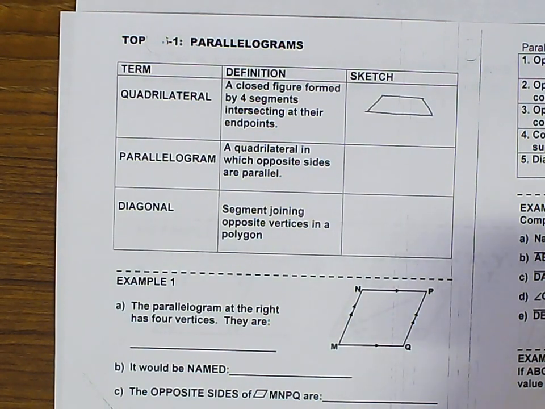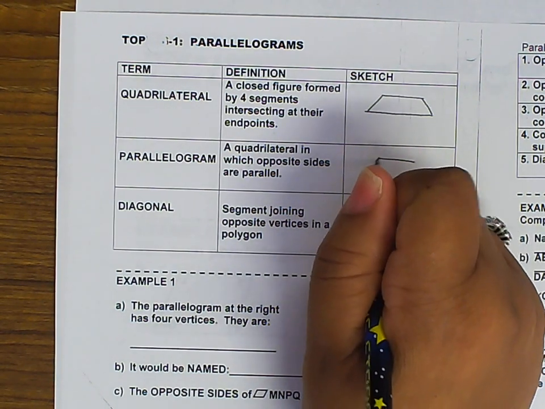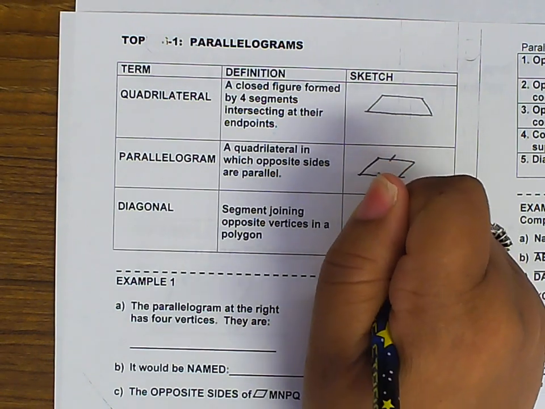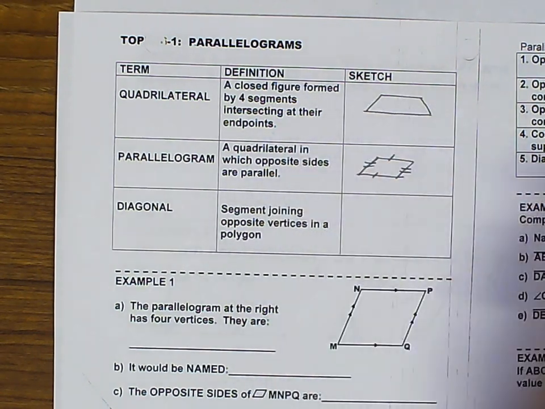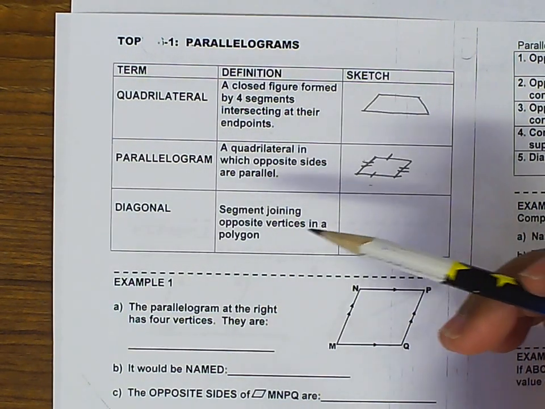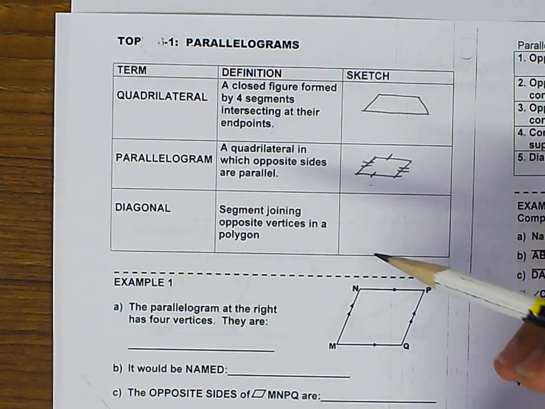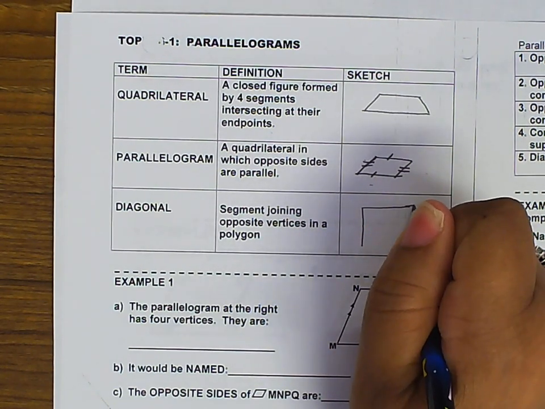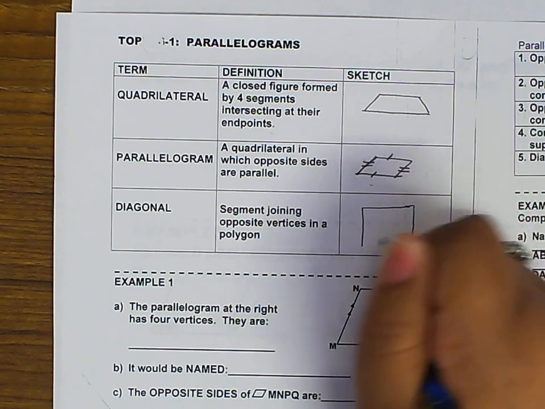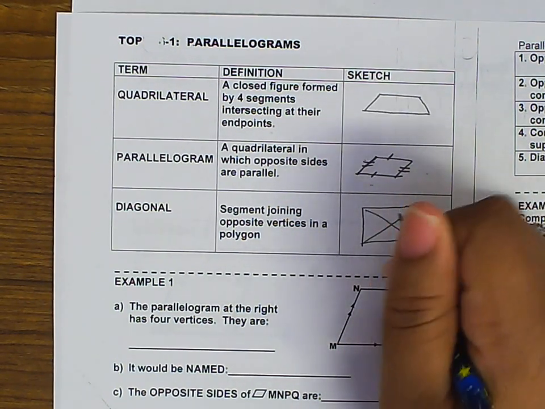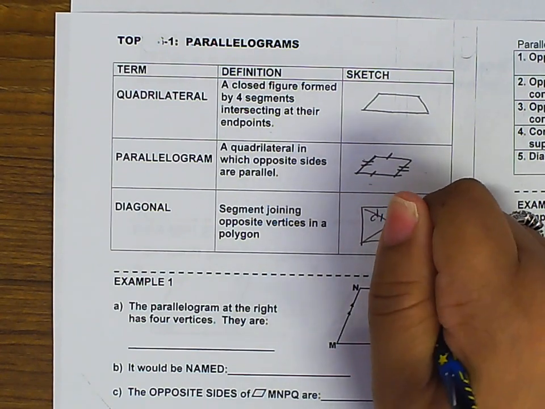A parallelogram is a quadrilateral in which opposite sides are parallel. So try to draw yourself a parallelogram to the best of your ability. Okay, so these opposite sides are parallel. A diagonal is a segment joining opposite vertices in a polygon. So everyone just make yourself some kind of quadrilateral here. That's not a very good one. That looks like a square, but oh well. So this is D1 and this is D2.